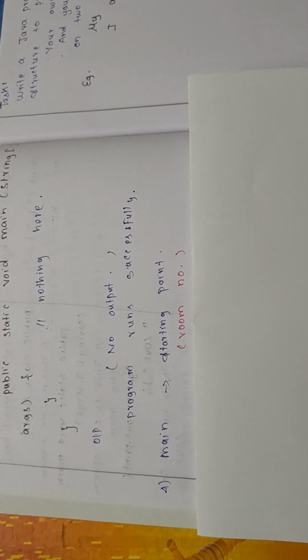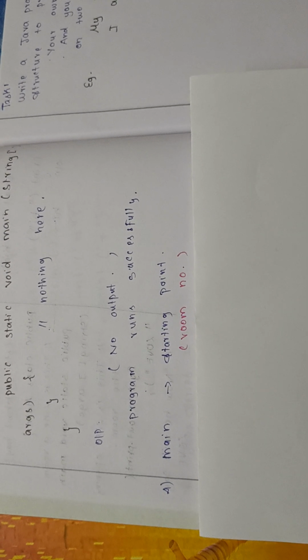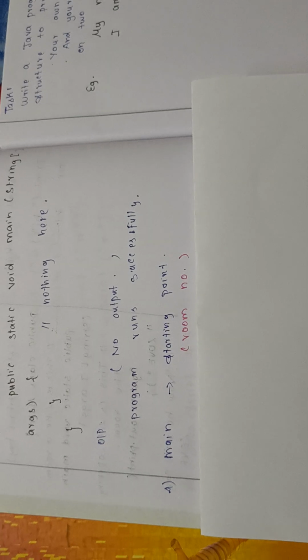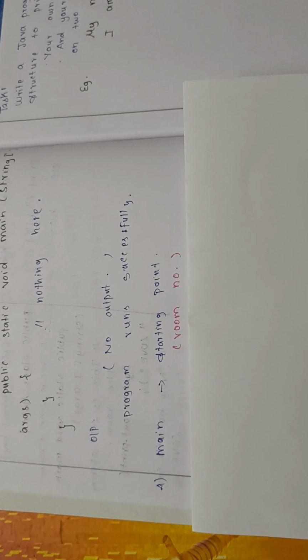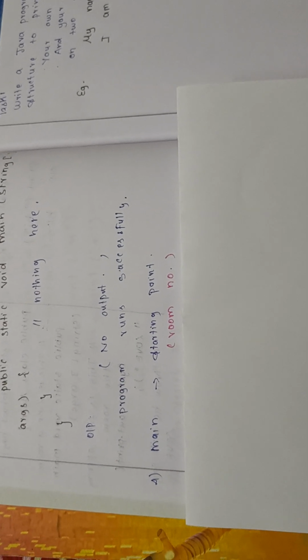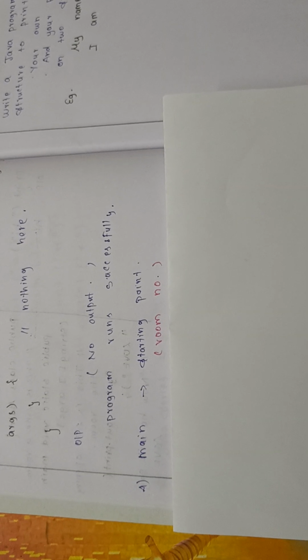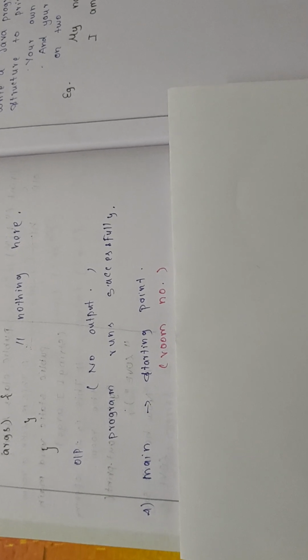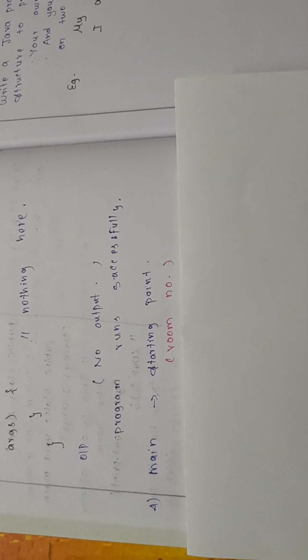The next one is main. Main means like a classroom. In every classroom there will be a name, like classroom number 12. The name will be there. So this is a starting point. If you don't write a main, Java won't know where to start the program. So it is a starting line to start the program.